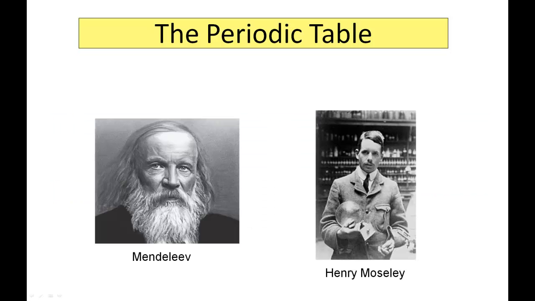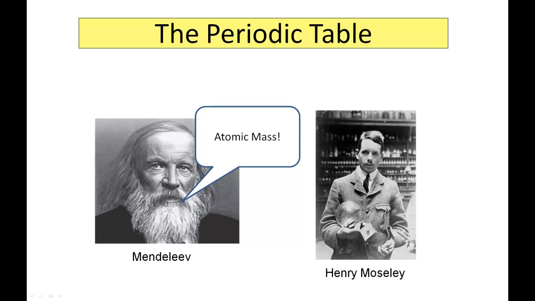The first person to develop this concept of the periodic table was Dmitry Mendeleev. He put all the elements in order of their atomic mass, but then put them in groups by their chemical reactivity. He used atomic mass for his periodic table. Henry Moseley came along and he decided that atomic mass didn't work out for everything, so he ended up putting them in order of atomic number.